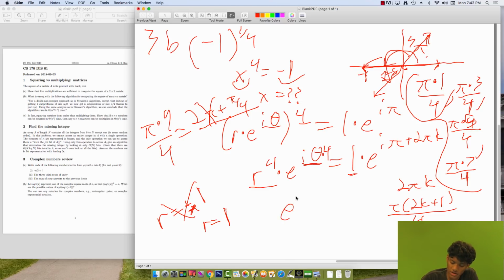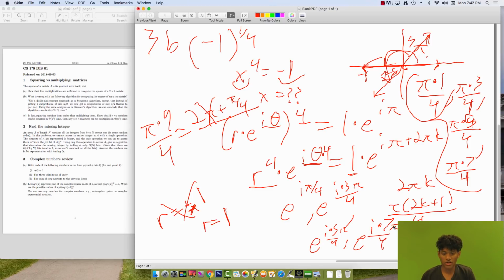So we have e to the i pi by 4, e to the i times 3 pi by 4, e to the i times 5 pi by 4, and e to the i times 7 pi by 4, giving us our final answer.